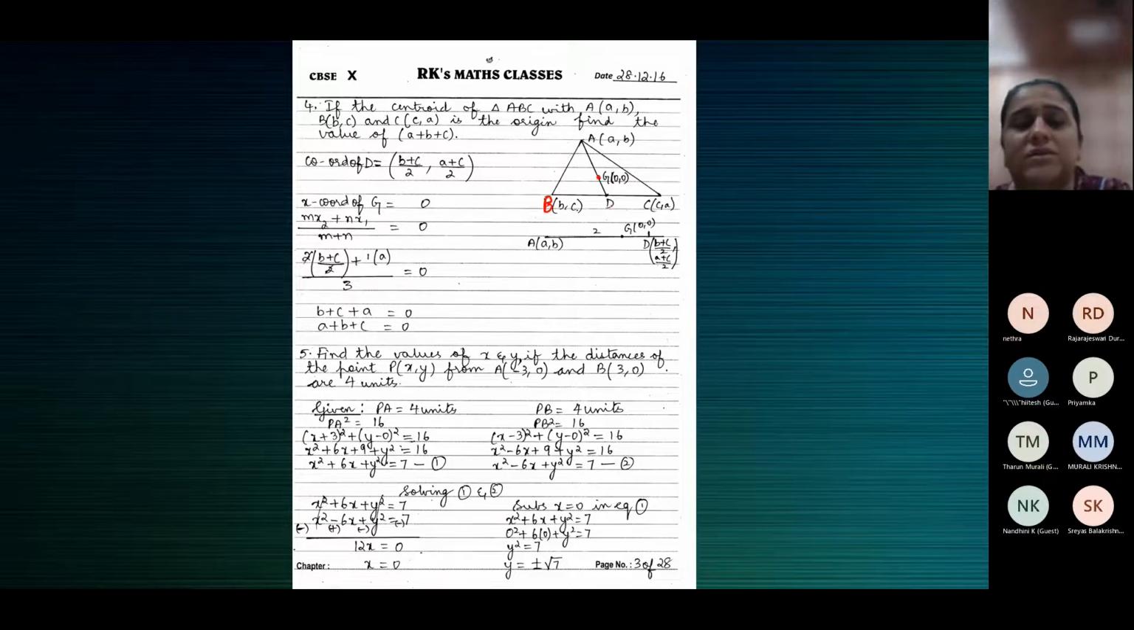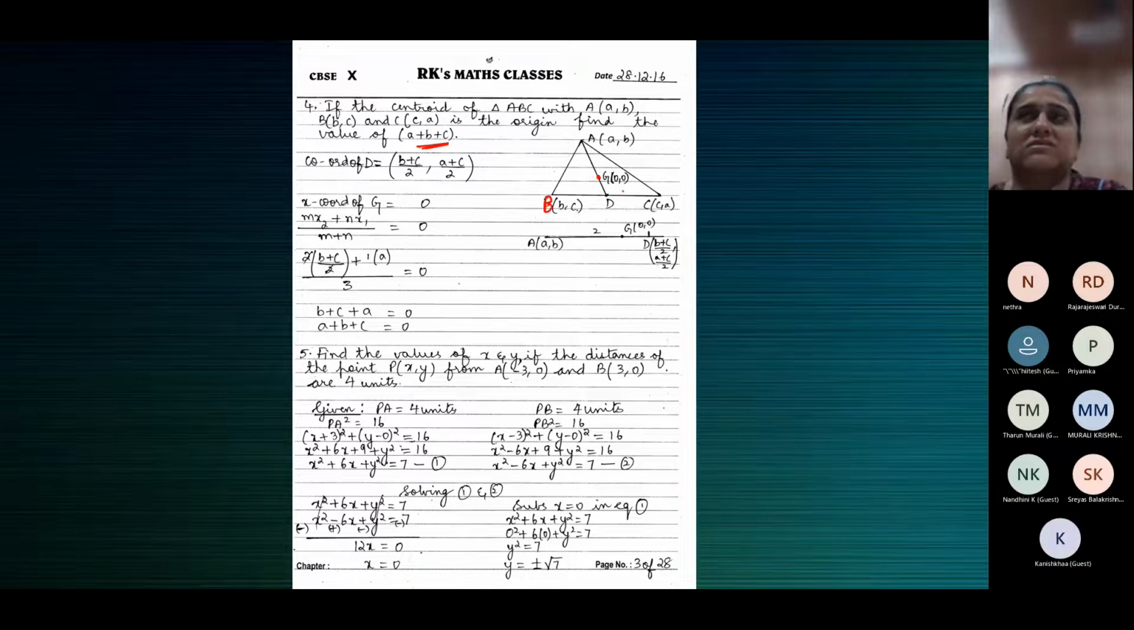We have here considered the median from A, AD. So the centroid will lie on the median AD, so G is given by (0, 0). Now we have to find the value of A plus B plus C using the information given. We are given that the centroid lies at (0, 0), so let's make use of that information.